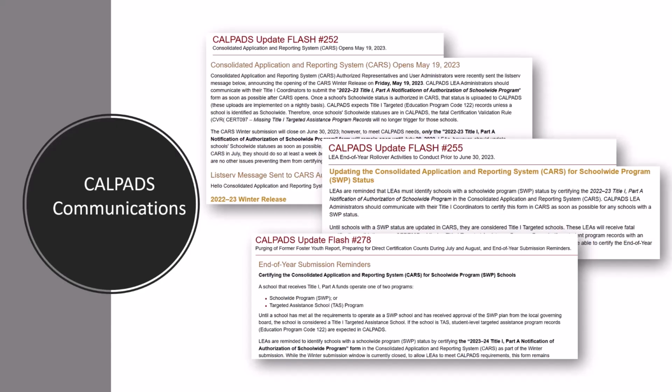And then always check the CalPADS Communications. You can see here that there were 3 different flash messages referencing school-wide programs and targeted assistance over the years, spelling out CERT097. The flash messages is always a great place to look for information.